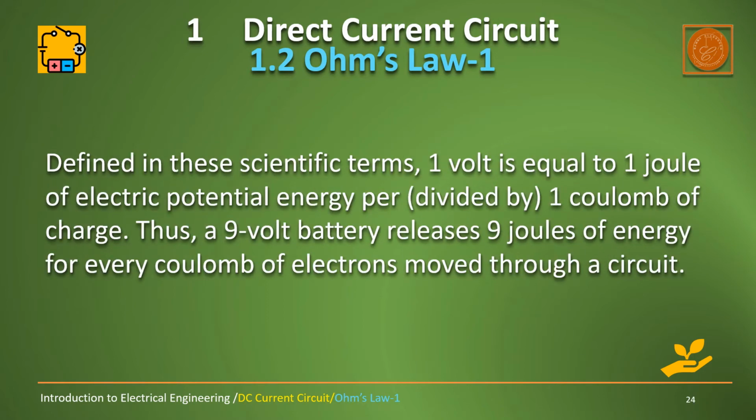Defined in these scientific terms, 1 volt is equal to 1 joule of electric potential energy per, or divided by, 1 coulomb of charge. Thus, a 9-volt battery releases 9 joules of energy for every coulomb of electrons moved through a circuit.